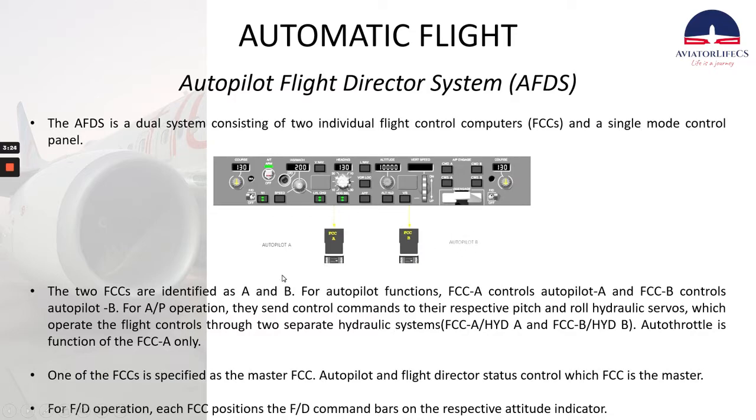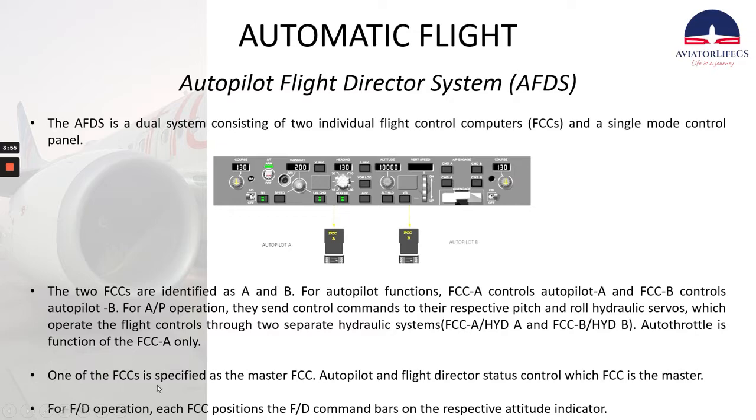For autopilot operation, they send control commands to the respective pitch and roll hydraulic servos, which operate the flight controls through two separate hydraulic systems. FCC A uses hydraulic system A, and FCC B uses hydraulic system B. Autothrottle is a function of the FCC A only.